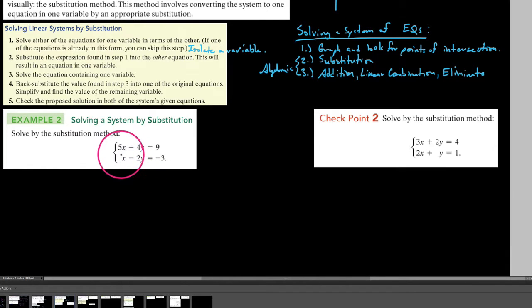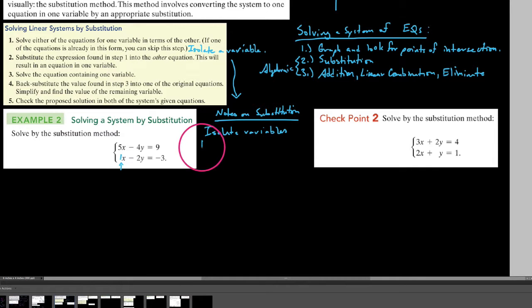Out of all of these, the one that I want to focus on here is isolating x, because it already has a coefficient of +1. And so we're going to make a little note here, notes on substitution: isolate variables having coefficients of 1 or -1 if possible. One of those is going to do just fine as the other.